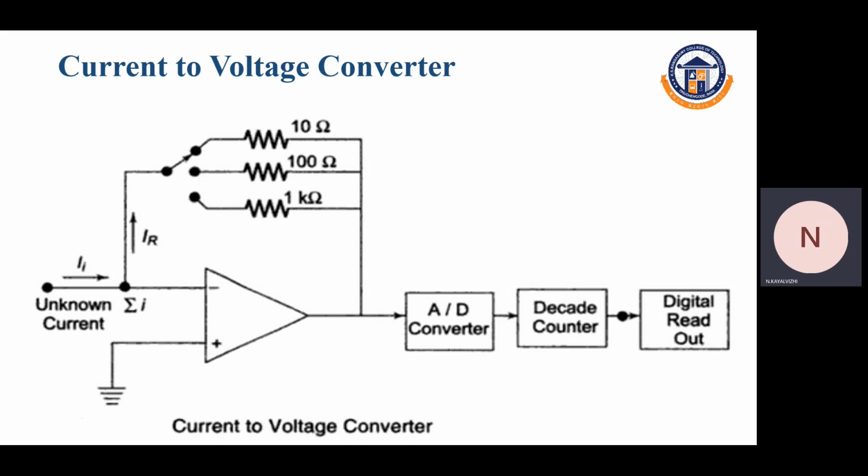Another block we can see in the basic block diagram of a digital multimeter is the current to voltage converter. The current signals are converted into equivalent voltage signals, and only then can they be read on the display readout. For the current signal, an inverting amplifier is used, and the current signals are converted into voltage signals across the amplifier. The analog to digital converter converts the analog value into the equivalent digital value, and it is given to the decade counter for display.